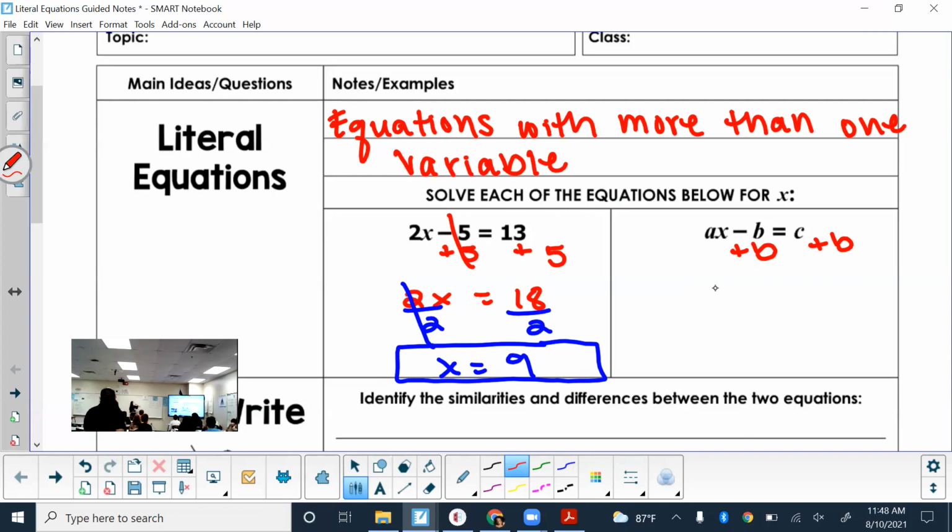So what happens on the left side of the equal sign? What do I end up with on the left side? AX, because the B's cancel out, right? And now on the right side, since we don't know what C and B equal, is there a way for us to simplify that? There's no way for us to simplify this without knowing what either of these equal. So I'm just going to rewrite it. We're just rearranging.